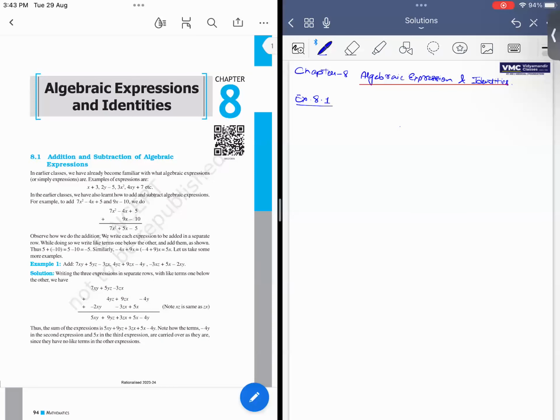Hi everyone. So in this video, we'll see the solutions for this chapter, algebraic expressions and identity, which is chapter number 8. So let's start the exercises one by one. There are in total 4 exercises. So we'll see the exercises 8.1.